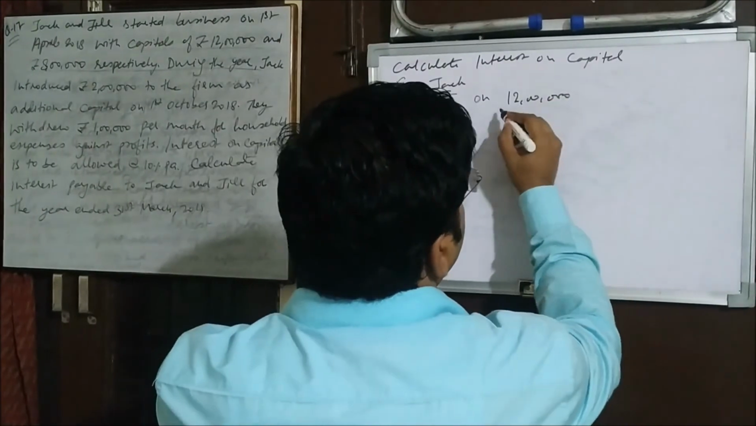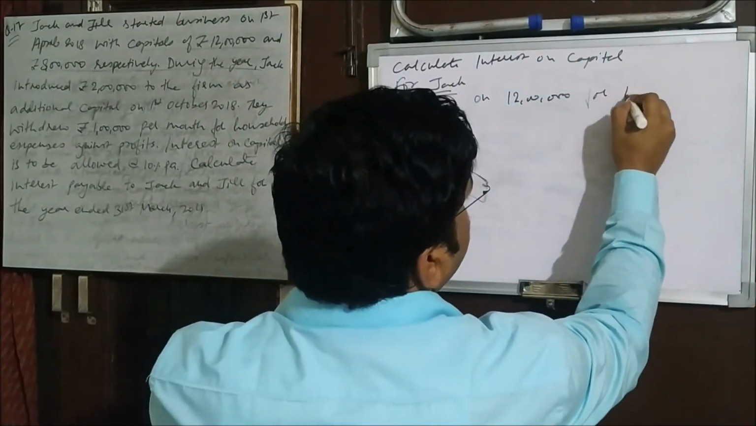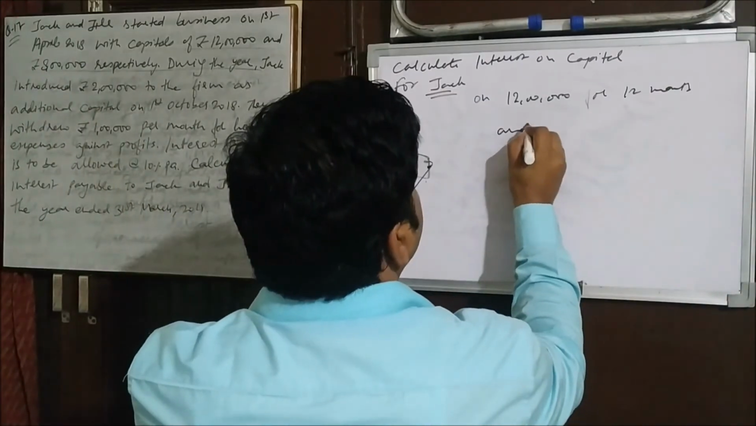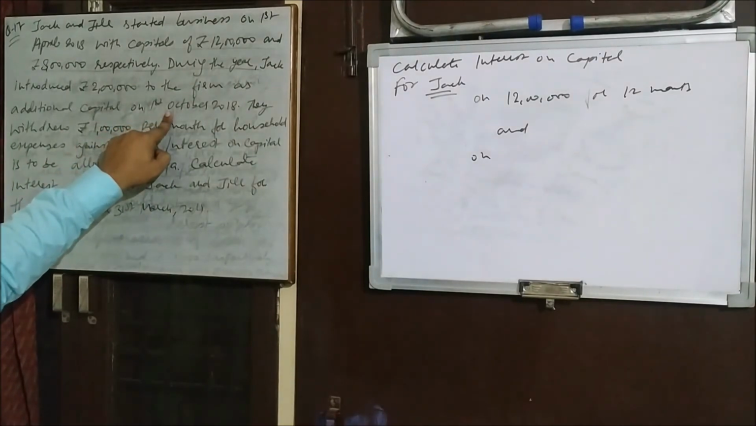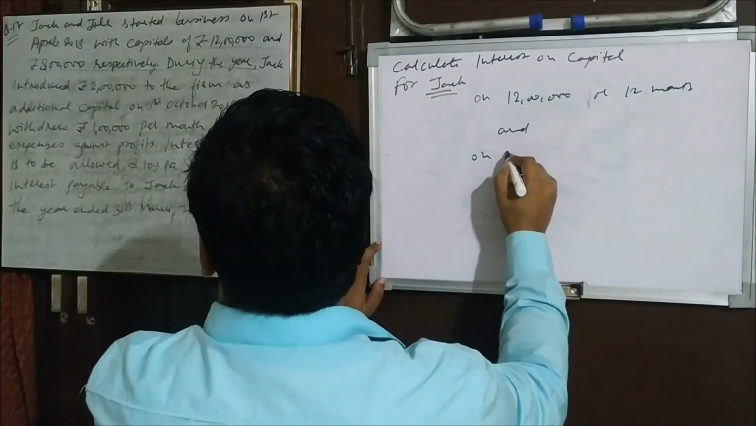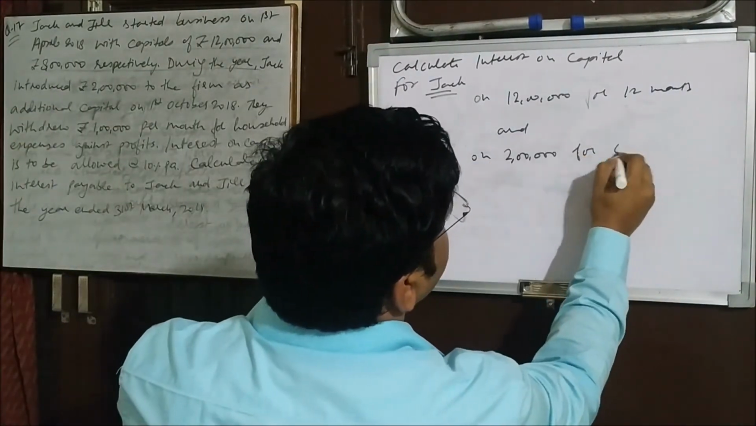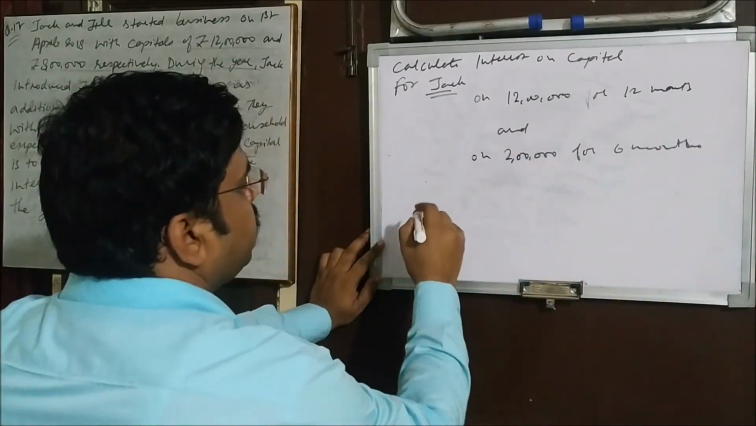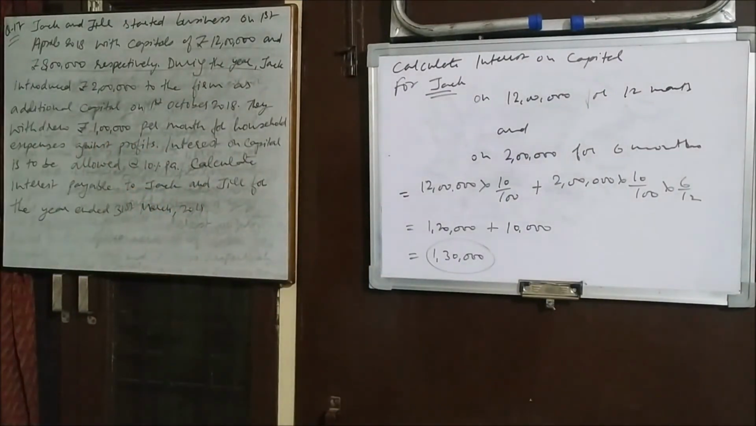Interest on capital is to be allowed at the rate of 10%. So on 12 lakh for 12 months, and they introduced the additional capital on 1st October 2018, and we are doing accounting on 31st March 2019, right? Okay, so on 2 lakh for 6 months.